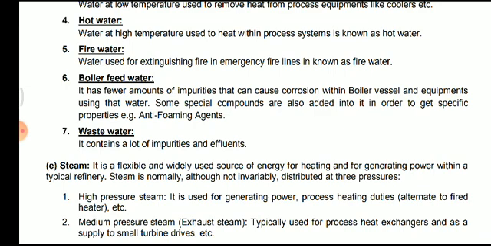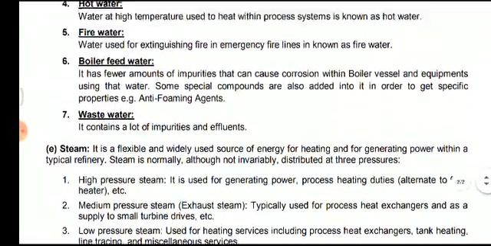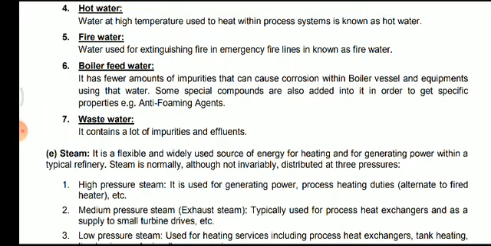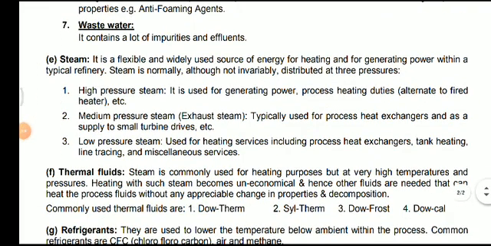Boiler feed water. It has a minimal amount of impurities that can cause corrosion within the boiler vessel and equipment using that water. Some special components are also added to get specific properties, like an anti-foaming agent. And the seventh is wastewater. It contains lots of impurities and effluent.